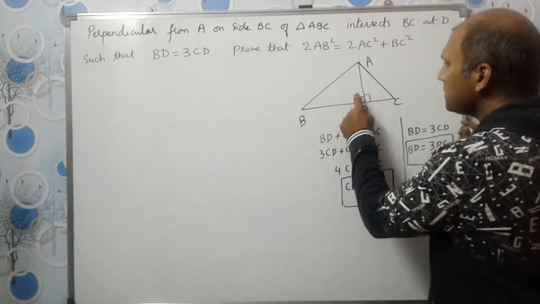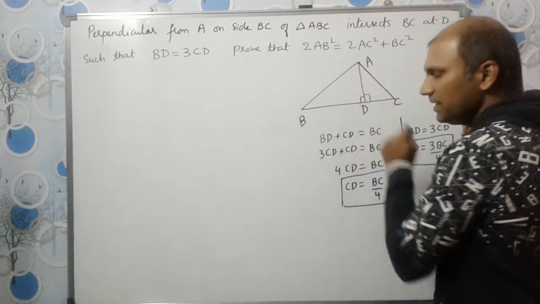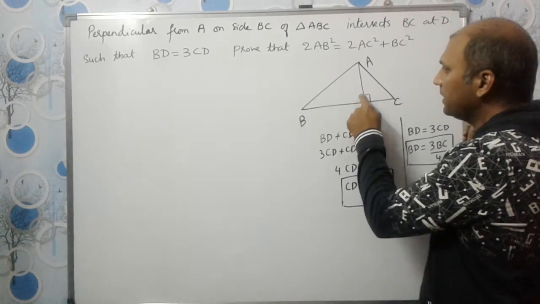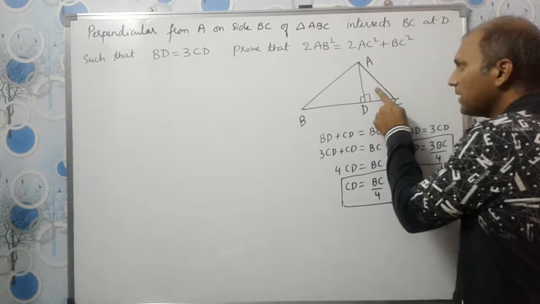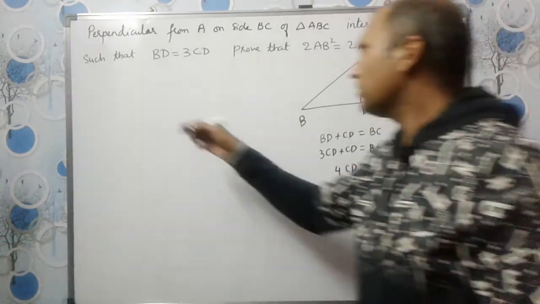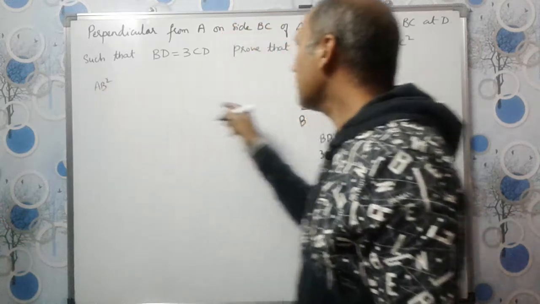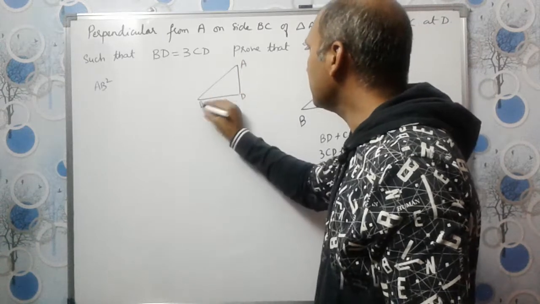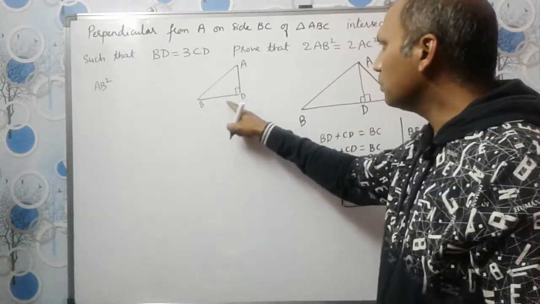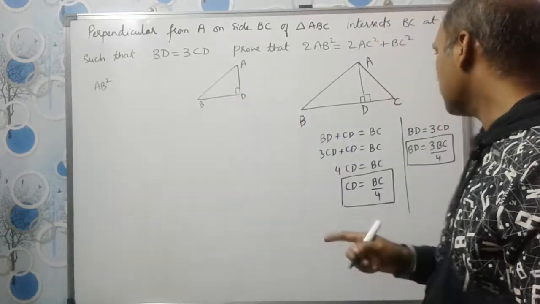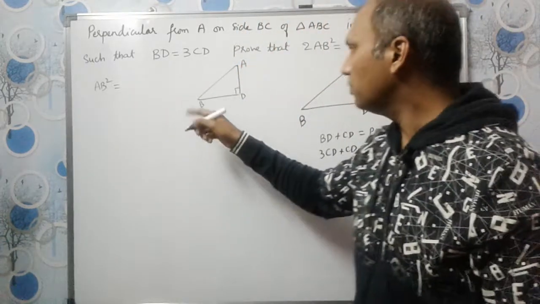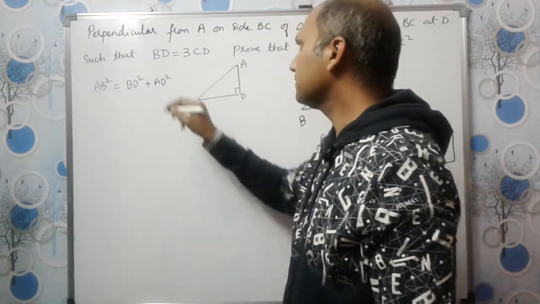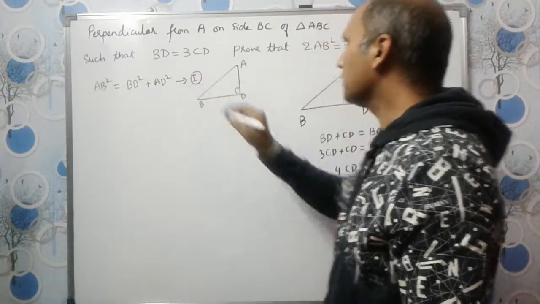Now ABD is a right angle triangle, because we are dropping a perpendicular and D will be 90 degrees. So this is a right angle triangle, and this smaller triangle will also be a right angle triangle. So let us apply Pythagoras theorem. If we apply Pythagoras theorem to this triangle A, D and B, 90 is here, hypotenuse square should be equal to BD square plus AD square. Let this be equation 1.